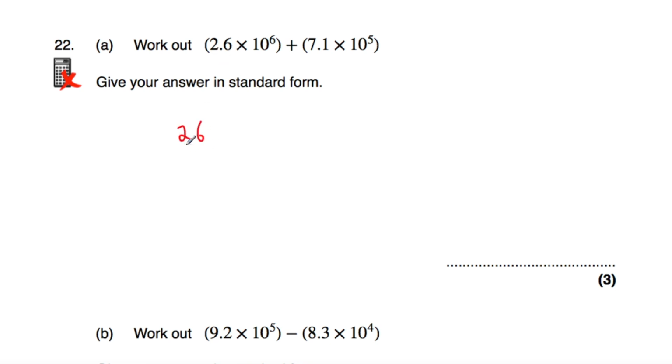We've moved them 1 column to the left. Now we need to move them another 5 columns to the left. So let's add 5 zeros: 1, 2, 3, 4, 5. And then we've got 7.1 times 10 to the power of 5.